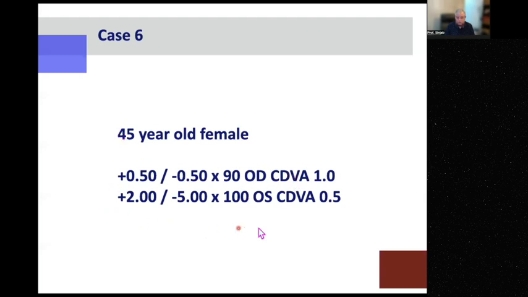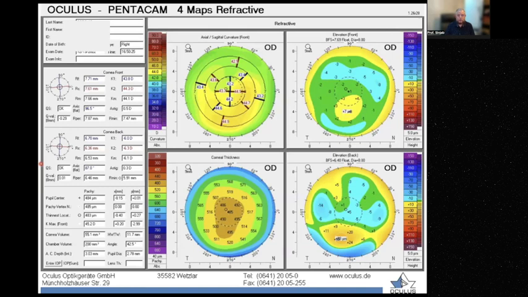All of these parameters should remind you about the disease called pellucid marginal degeneration. Let's see. This is the right eye, which has only 0.5 plus and minus 0.5 astigmatism at 90. So crab claw and the melting thickness map going down. Look at this bulging. So it's an early pellucid marginal degeneration here.